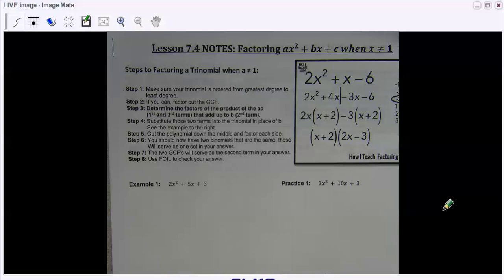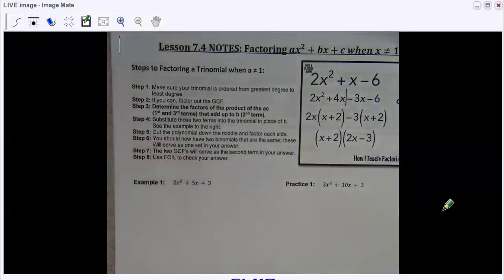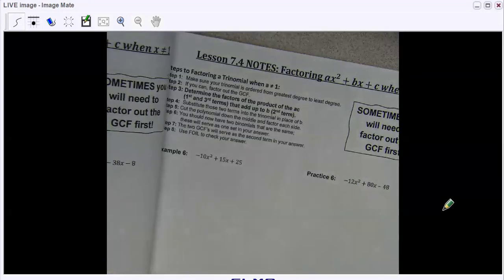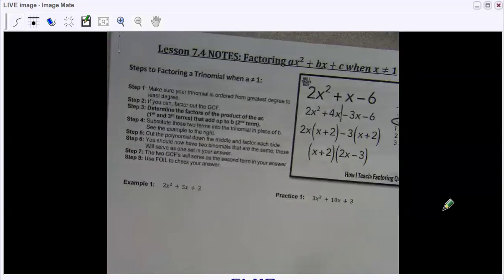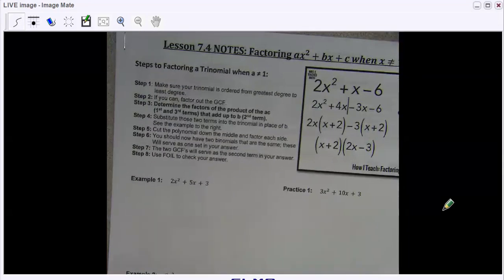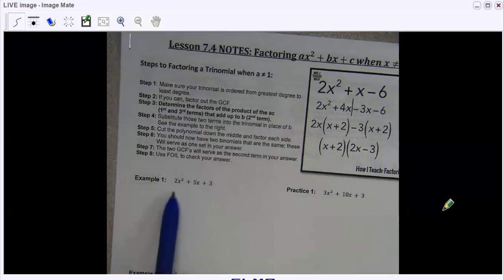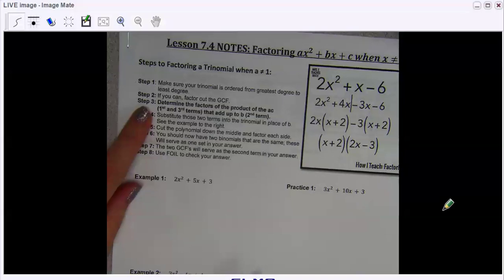All right. So in this first one, the first step is you want to make sure that your trinomial is in order from greatest degree to least degree, and that is the case here. There may be some on the back where they're not. And then if you can, you're going to factor out a GCF. So the first thing you always want to do is check your trinomial to see if there's a GCF. And in this case, there's not. So we can move on to step 3 up here.